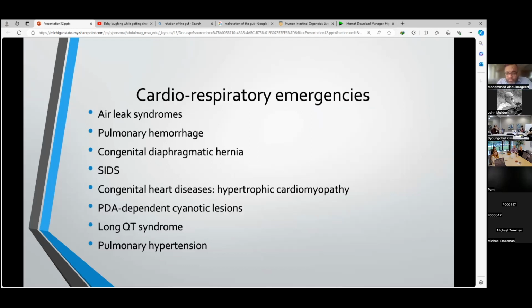Next, we'll move to cardiorespiratory emergencies. I'm going to talk about air leak syndromes, pulmonary hemorrhage, congenital diaphragmatic hernia, sudden infant death syndrome, congenital heart disease, mainly hypertrophic cardiomyopathy, PDA-dependent cyanotic lesions, long QT syndrome, and pulmonary hypertension. All of these conditions can cause infant death if not fixed emergently.